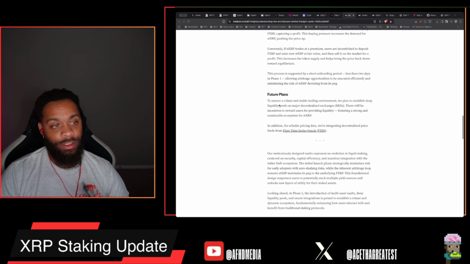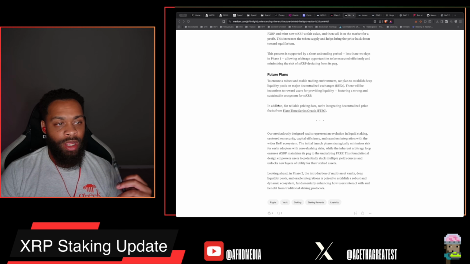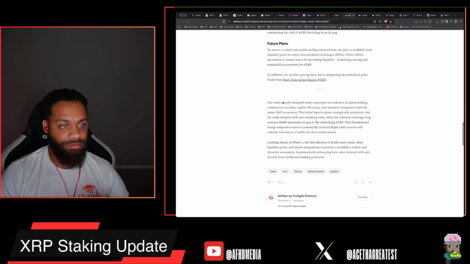Definitely looking forward to that. Future plans. To ensure a robust and stable trading environment, we plan to establish deep liquidity pools on major decentralized exchanges. There will be incentives to reward users providing liquidity, fostering a strong and sustainable ecosystem for staked XRP. In addition, for reliable pricing data, we're integrating decentralized price feeds from the Flare Time Series Oracle, or the FTSO.